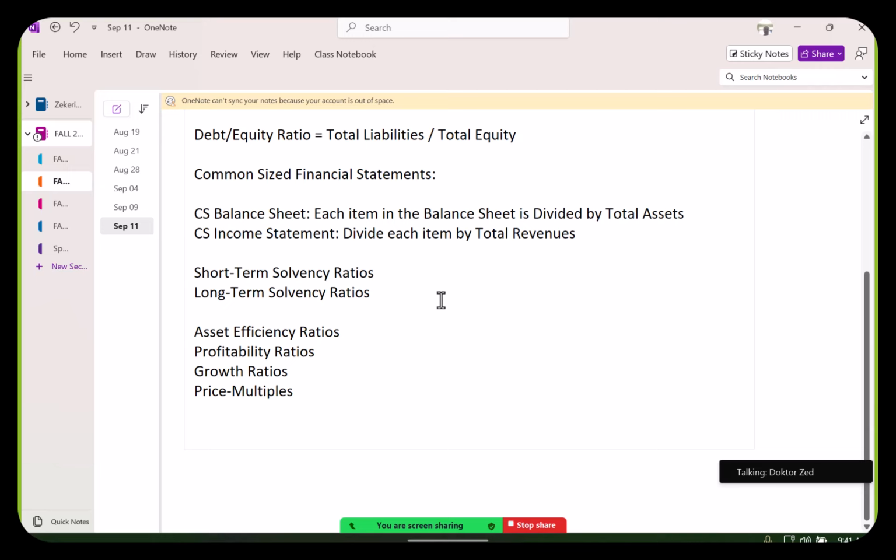Asset efficiency ratios tell you to what extent you're using your assets efficiently. If you can generate a lot of sales using as little assets as possible, you're very efficient. And typically we call these turnover type ratios.